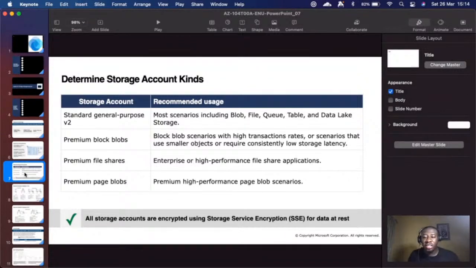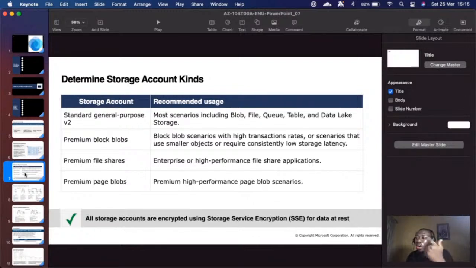Now, the reason why it is called the standard general purpose is because this is probably what almost everyone uses for almost everything. But because it's so common, because it's standard, people don't know that there are other types, right? The reason is because it is just standard. So you see, for the standard general purpose V2, you could have things like your blob, your file, your queue, your table, data lake storage.